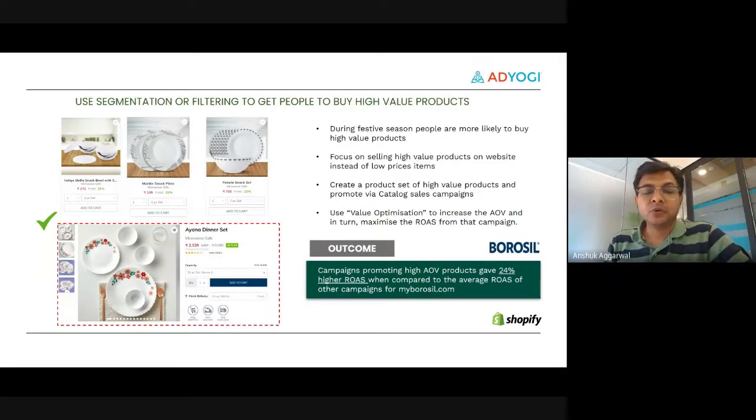Another example of Borosil, a quick hack to increase the average order value, especially ahead of festive season, is just push more budget behind your high AOV products. So if you have a dinner set on your website, you might as well push the dinner set on Facebook and Google and not worry about those small bowls which you are selling. Because like we said, whether you sell a bowl or a dinner set, you are anyways paying at least 600 to 800 rupees to Facebook. You might as well sell a dinner set for the same amount.